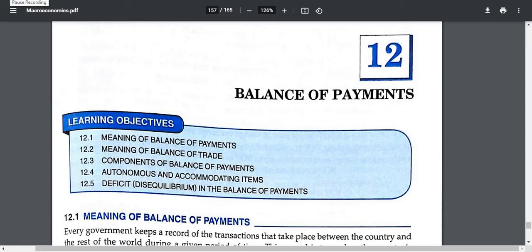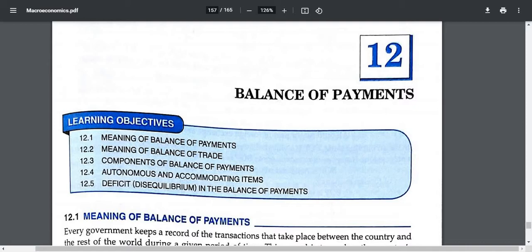Today we will see Class 12 Macroeconomics, Unit 9, Balance of Payments, Lesson 12: Balance of Payments. Learning objectives.